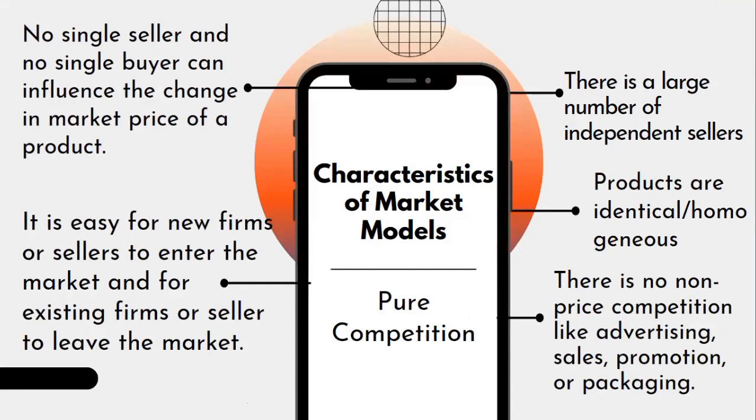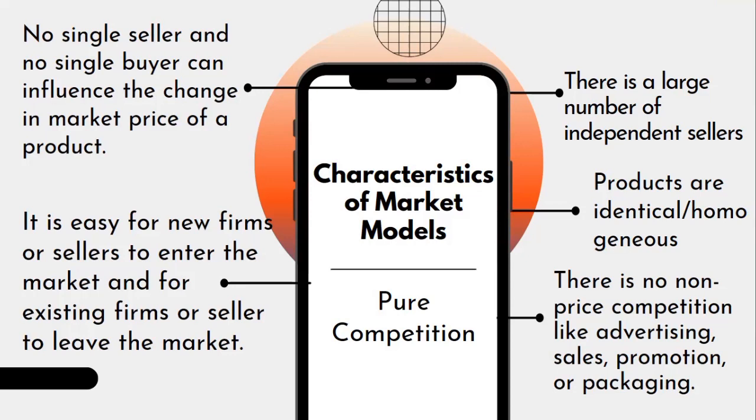Starting off with pure competition. In pure competition, there is a large number of independent sellers. The products are identical or homogeneous, and there is no non-price competition like advertising, sales promotion, or packaging. Now, you might think in your seats of examples of pure competition. To continue, in pure competition, no single seller and no single buyer can influence the change in market price of a product.